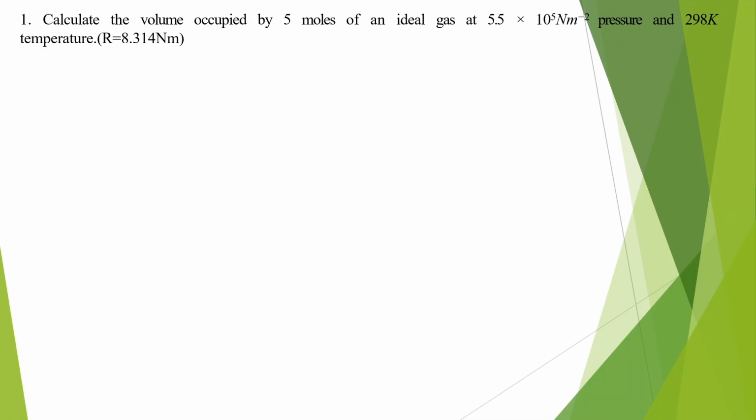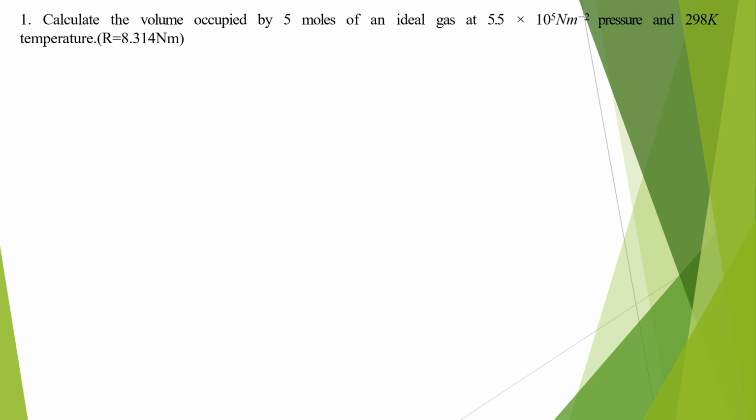So, we will start discussing problems on gaseous chapters. So, we will start with a very simple problem. Problem number 1, it says calculate the volume occupied by 5 moles of an ideal gas at 5.5 times 10 to the 5 Newton per meter square pressure and 298 K temperature.